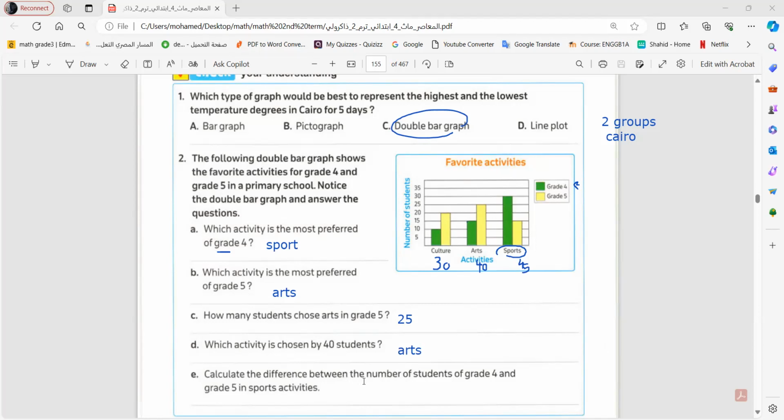Calculate the difference between the number of students of grade 4 and 5 in sport. I want the difference. Difference means minus, good job, between grade 4 and 5 in the sport. Sport, 30 for grade 4 minus 15 in grade 5 equals 15. Good job. And that's the lesson.